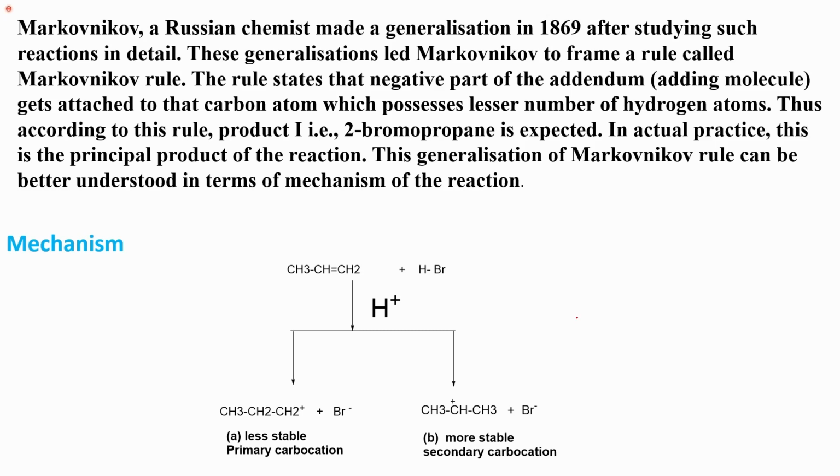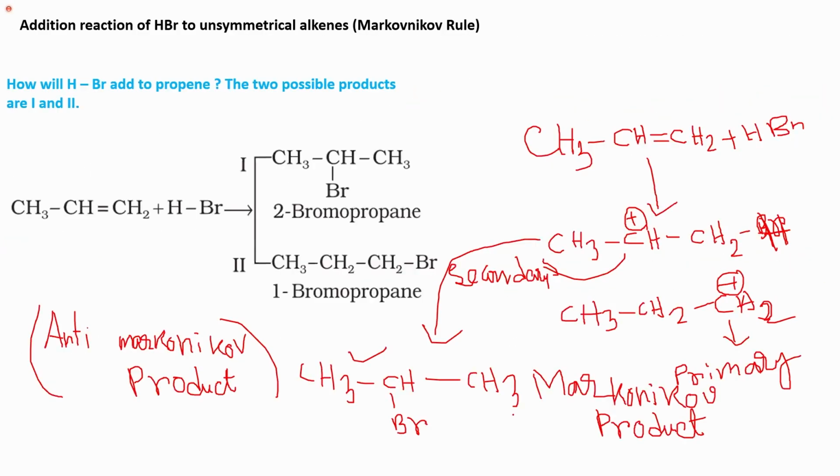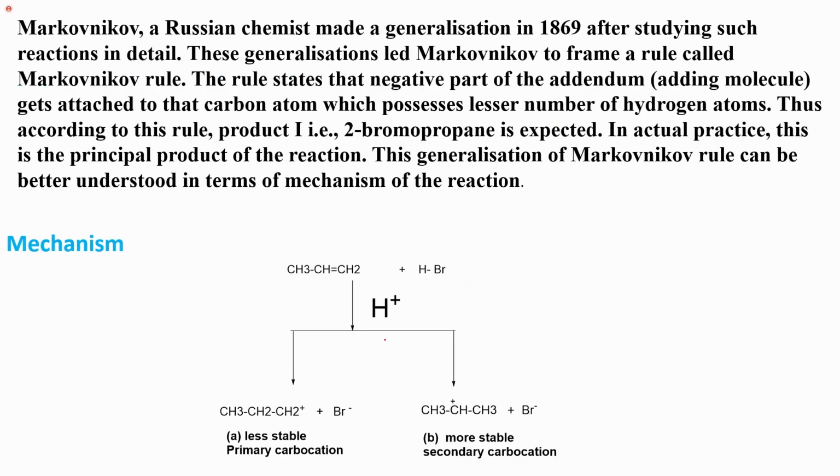So according to the rule, 2-bromopropane is the expected product. That means this one, 2-bromopropane, is the expected product. This one is the Markovnikov product. But in actual practice, this is the principal product of the formation. The generalization of the Markovnikov rule can be better understood in the presence of the mechanism.